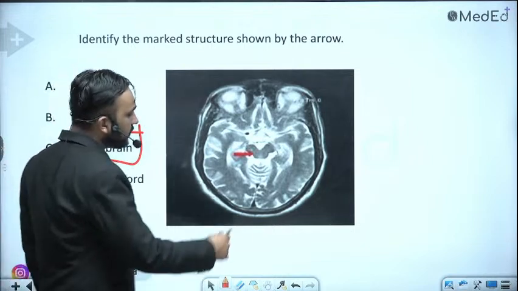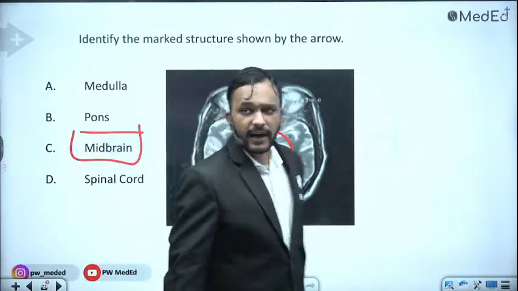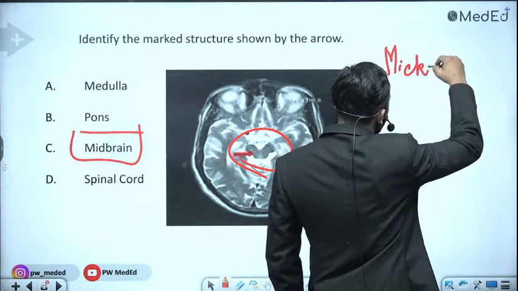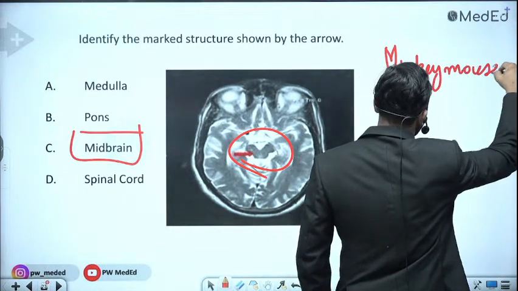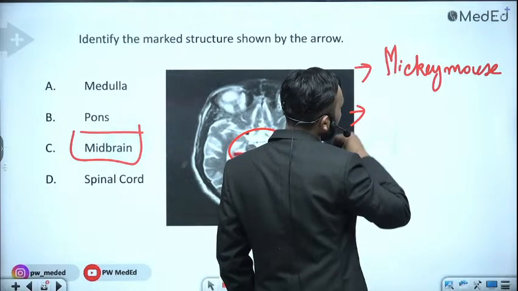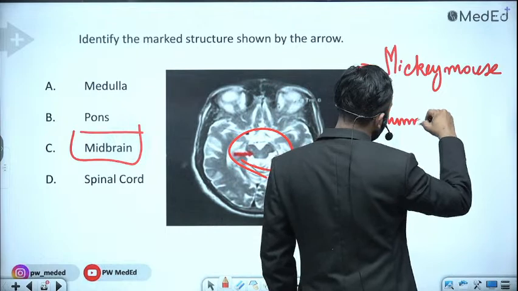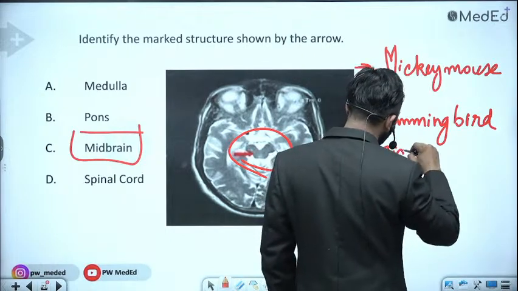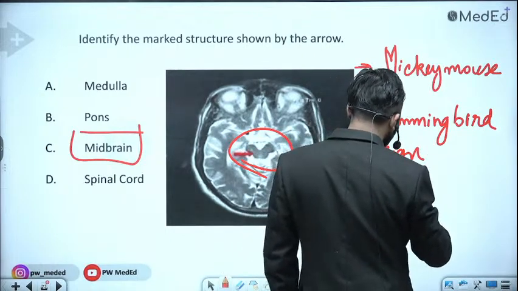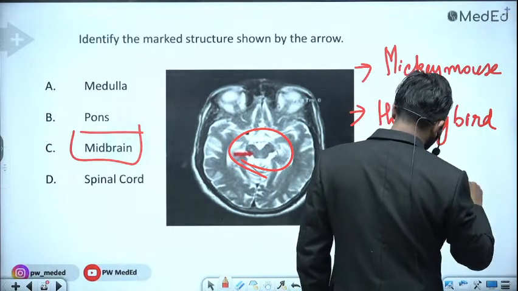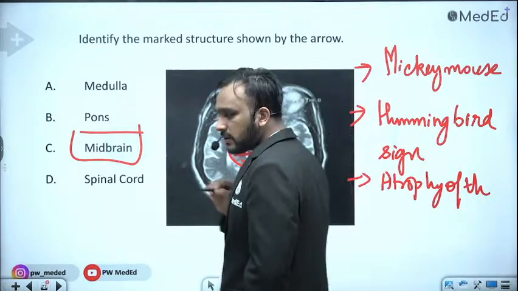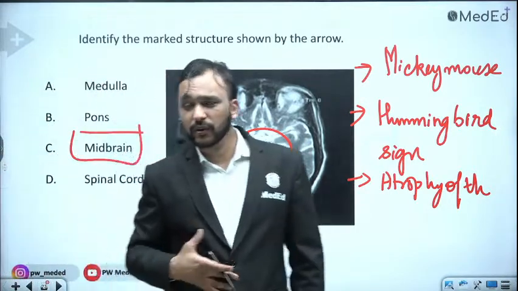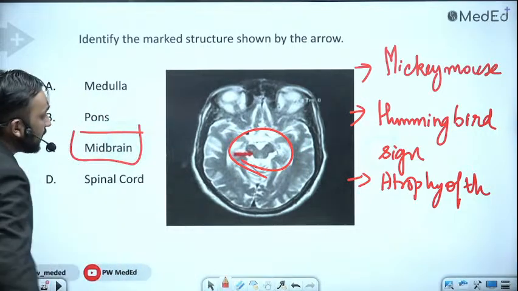this is the midbrain which is shown to you. Okay, so as far as midbrain is concerned, you should know two important findings. Mickey Mouse shape midbrain, or hummingbird sign. This is seen in which cases? This is seen in a case in which there is atrophy of the midbrain. And you are going to tell me in the comment section in which case you are going to see the hummingbird sign and the Mickey Mouse sign that is associated with the atrophy of the midbrain, giving these two important signs, right?